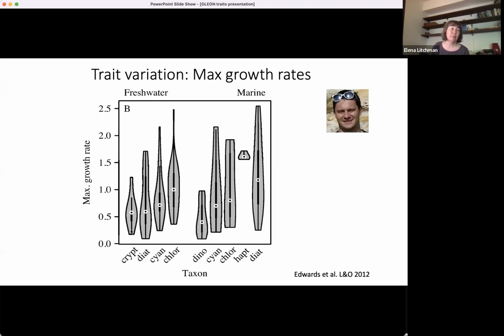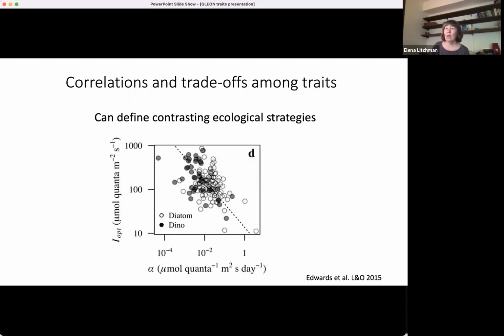So basically different species can have different trait values even within individual groups, such as cryptophytes, diatoms, cyanobacteria, chlorophytes, and so forth. But you can see that there are still differences in the means of traits for different groups. And so that means that different conditions may select for different groups of phytoplankton. And so, as I said, it's important to look at the correlations and trade-offs between different traits.